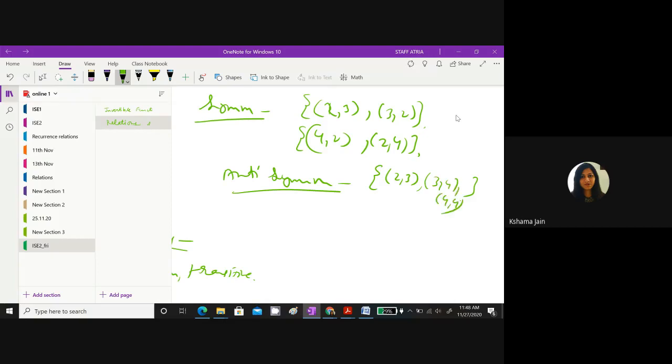But 3, 2 must not be there. If 3, 4 is there, then 4, 3 must not be there. So you see here, 2, 3 is there, but 3, 2 is not. 3, 4 is there, but 4, 3 is not. 4, 4 is there. So that's why this is anti-symmetric.